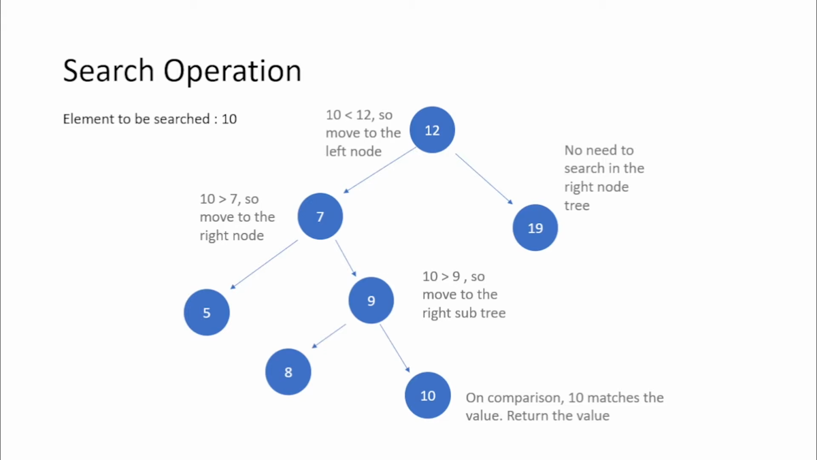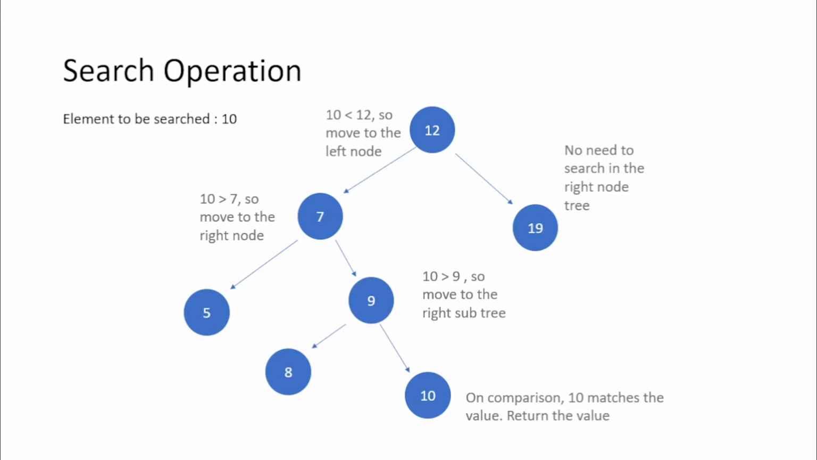So let us now try to understand the search operation of a binary search tree. In this case the element to be searched is 10. It goes to the root node, finds the value, compares it, and based on whether it is lesser than, greater than or equal to, the further operation is determined. For example, the target is 10 and the root node has a value of 12, so obviously 10 is less than 12, so it goes to the left child, because the left child will have values which are less than 12.